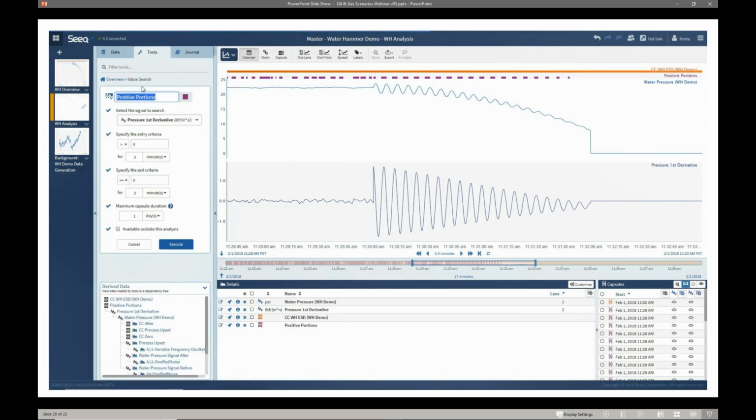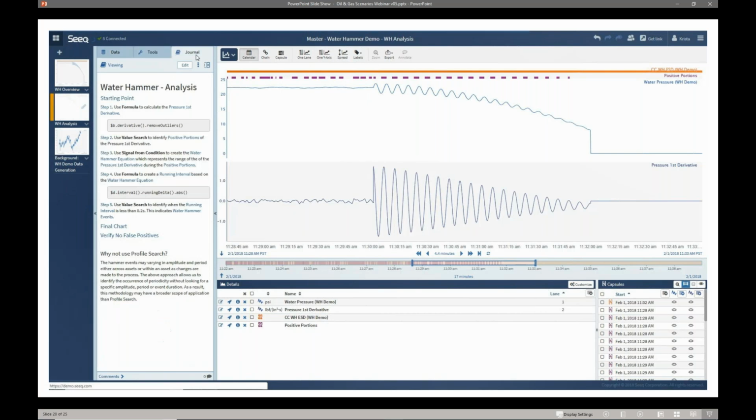I do this by using Seeq's value search, and I take that pressure derivative and I just look for when it's greater than 0. You'll notice when I look at the capsules that form this, during the water hammer event, they're very evenly spaced. When I look at a period that's not hammer, you see that they are irregularly spaced because they're just representing the noise in the signal. This is going to play to our advantage as we look for that water hammer event.